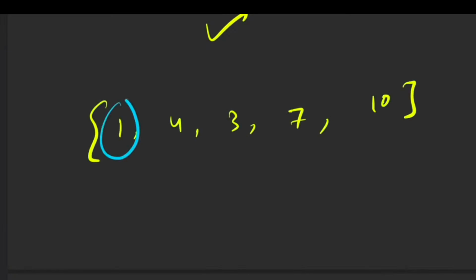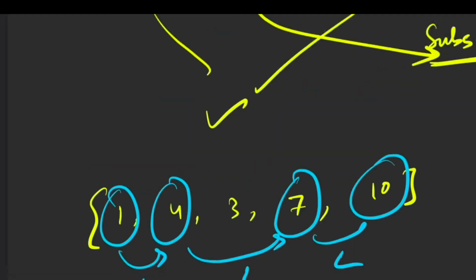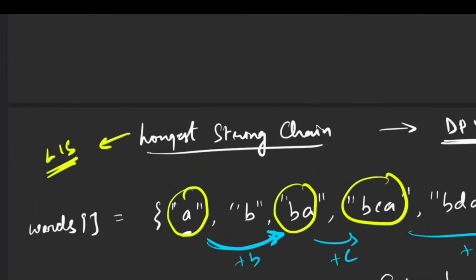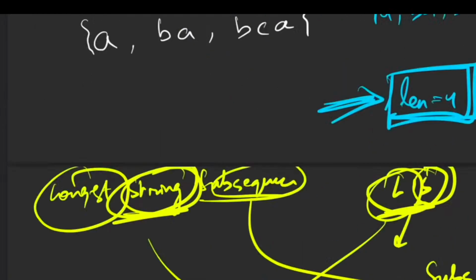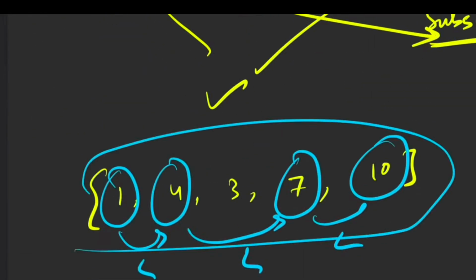In LIS, if you remember, it was like 1, 4, 3, 7, 10. Then I was like, okay, this. Why? Because this is greater, this is greater, this is greater. We were saying greater. Over here, strings are part of it, because instead of greater, can I say the difference is one character? The difference between them is one character. So can I say, instead of increasing, if I can check the difference to be one character, then the question is pretty much similar. Indeed.